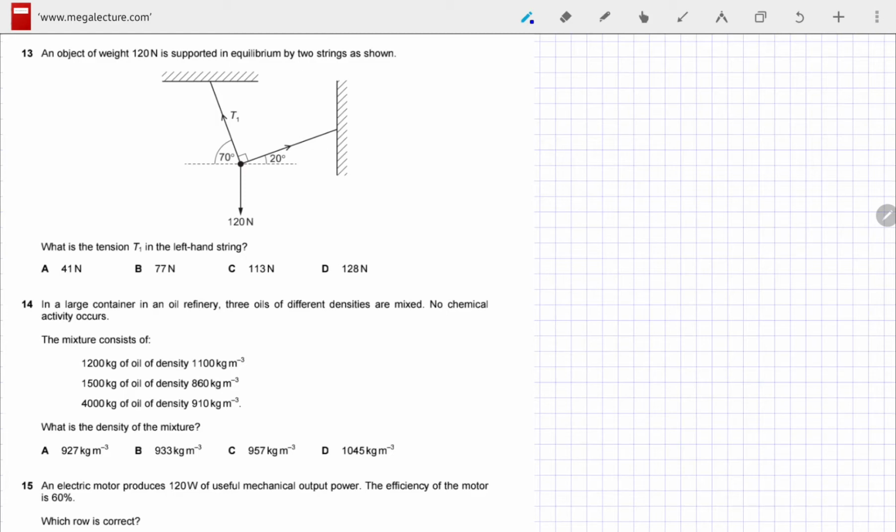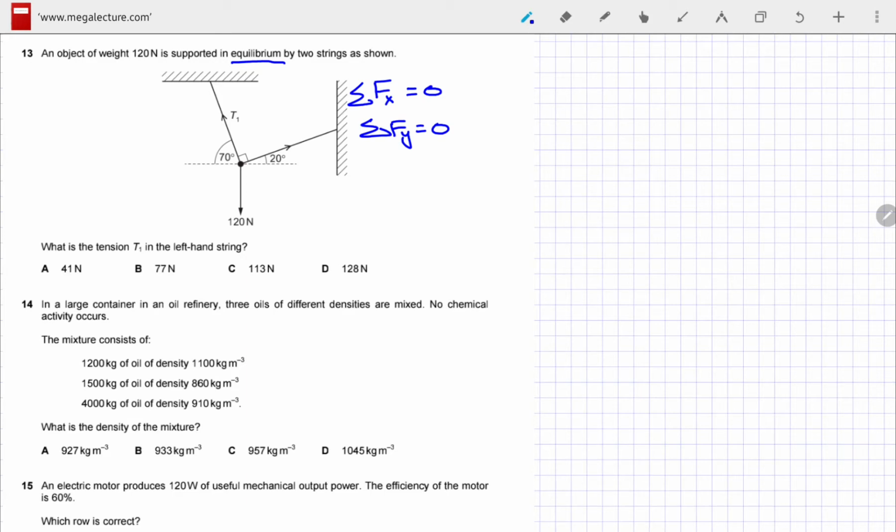Question number 13, we are given an object of 120 Newton supported in equilibrium by two strings as shown in this figure, and we are asked to compute the tension T1 in the left string. Because it's in equilibrium, we can use what is known as the force balance. The sum of the forces in x direction would be 0, and the sum of the forces in y direction should also be 0.